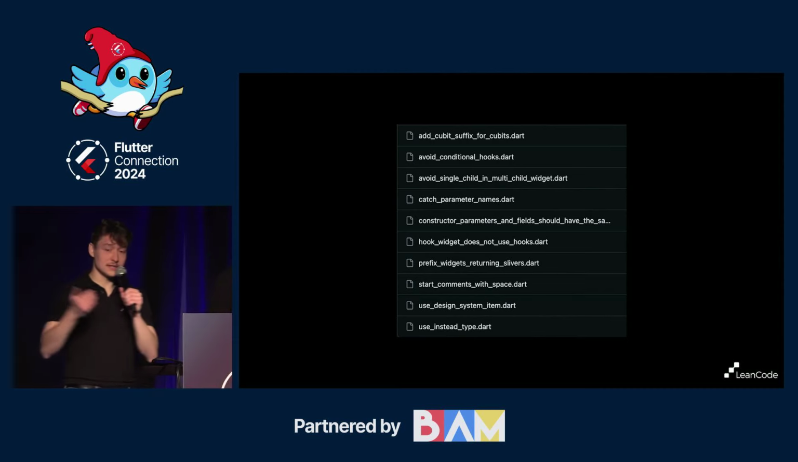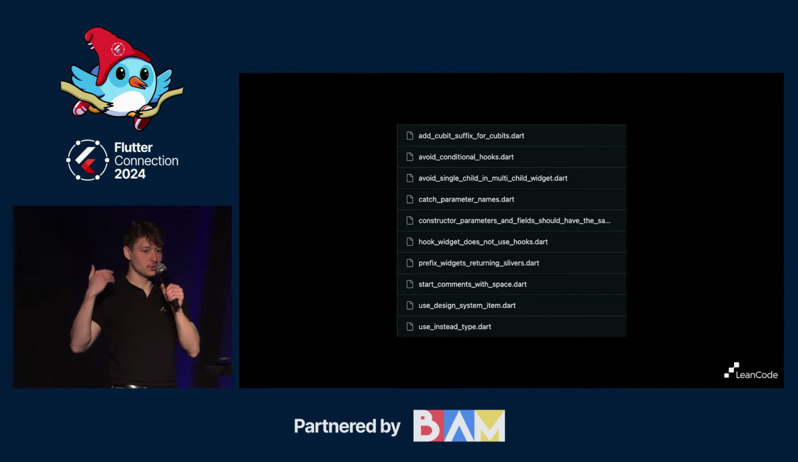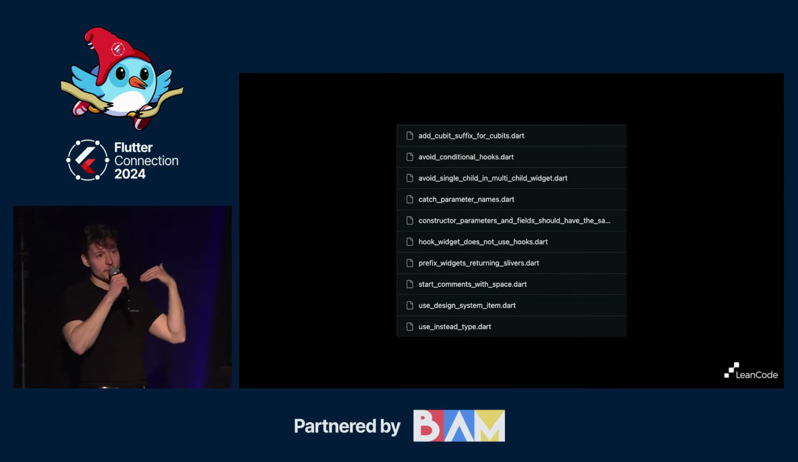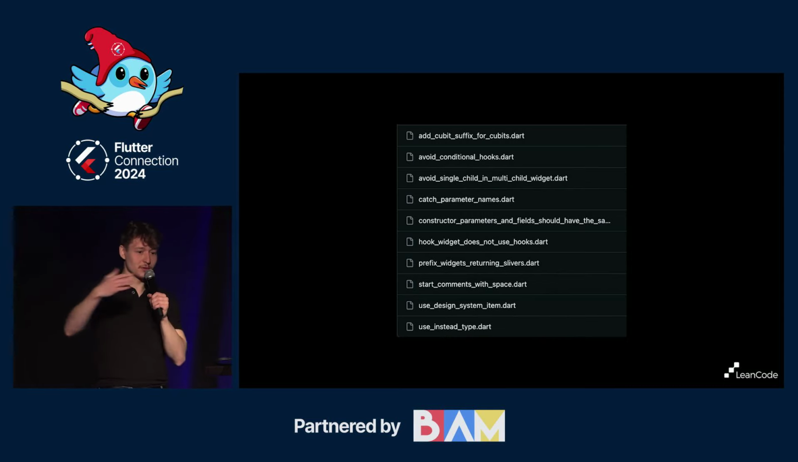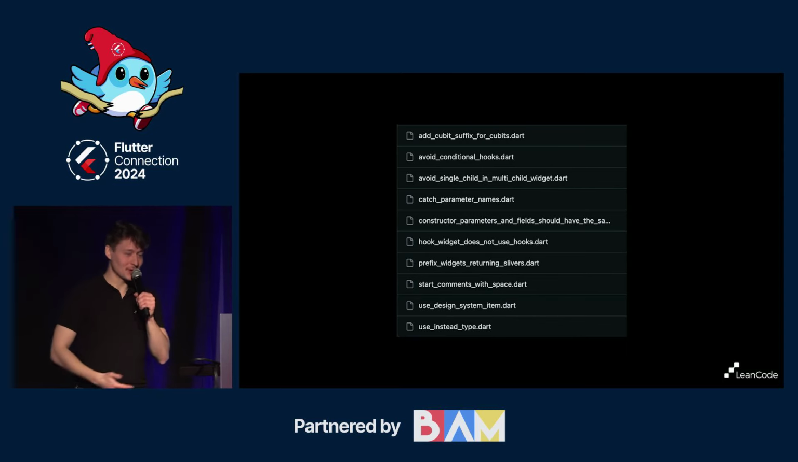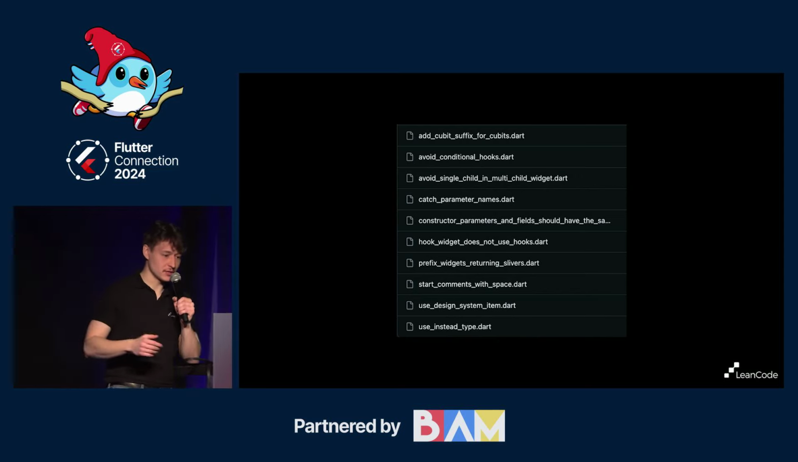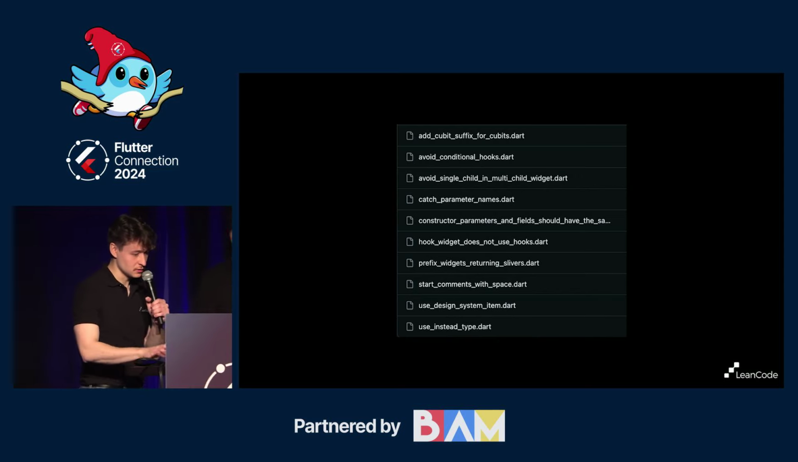So also about design system, as Marcin said, we want to use only components from design system, because the worst thing is when you have a design system but some other people use Material stuff, and you have all of the components and you know that everyone should use them. So use design system item is a great custom lint for that, so you can definitely check it out.